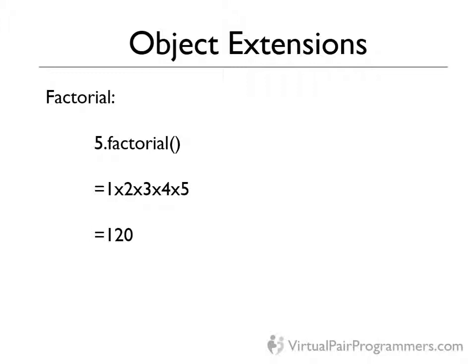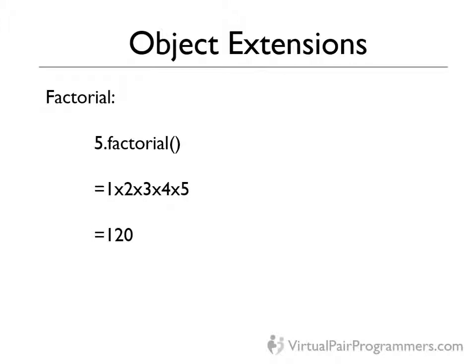So 5 factorial means 1 times 2 times 3 times 4 times 5. If we called 5 factorial, I expect we'd get the number 120 returned. That's the result of this calculation. So how would we go about adding this factorial method to the integer class? Well, Groovy gives us a way of programmatically adding new methods and parameters to existing objects without touching the original object's code. Any changes we make will only apply to the current application. We're not touching the base class and we're not therefore changing it permanently.